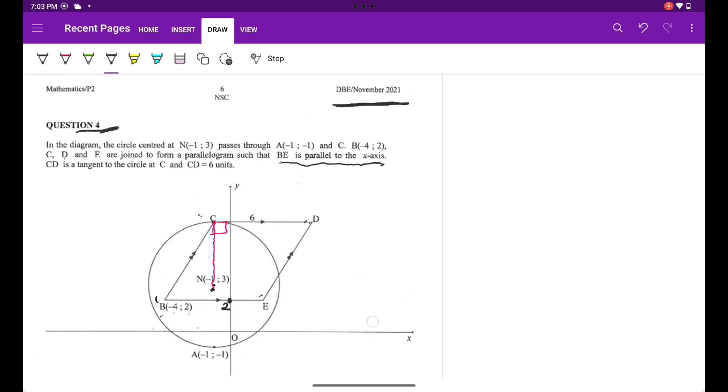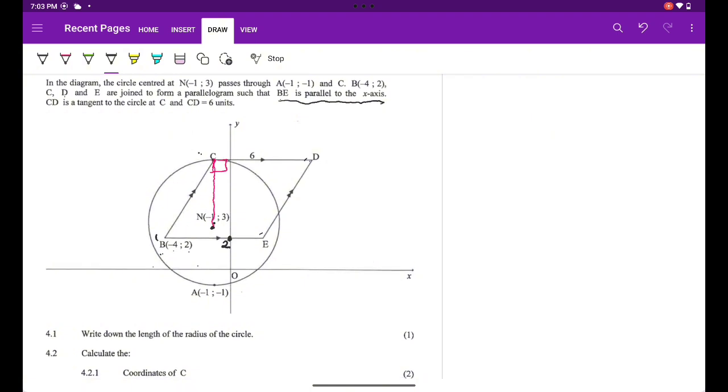Right, question number 1. Write down the length of the radius of the circle. Normally when they say write down, you just have to write it down. But then let's explain how we get the radius. Now remember, the coordinates at N are -1 and 3, and at A is -1 and -1. So it means actually this is the same vertical line. So if it is the same, it's easy to get the distance, because we just take the top y value and subtract the bottom y value.